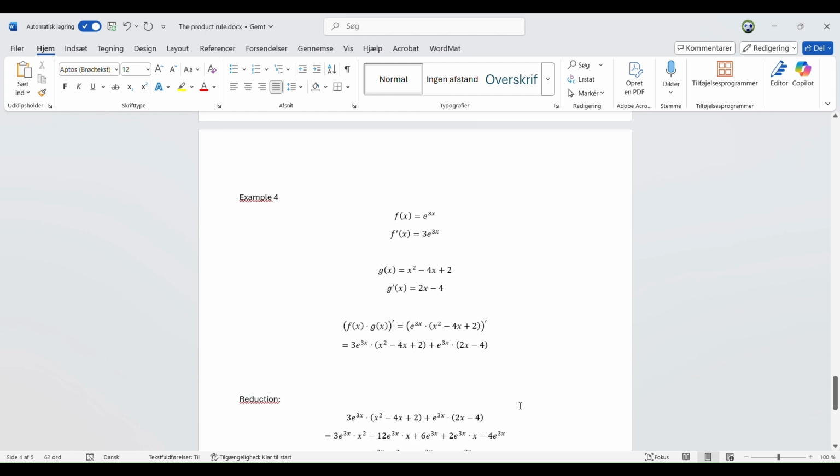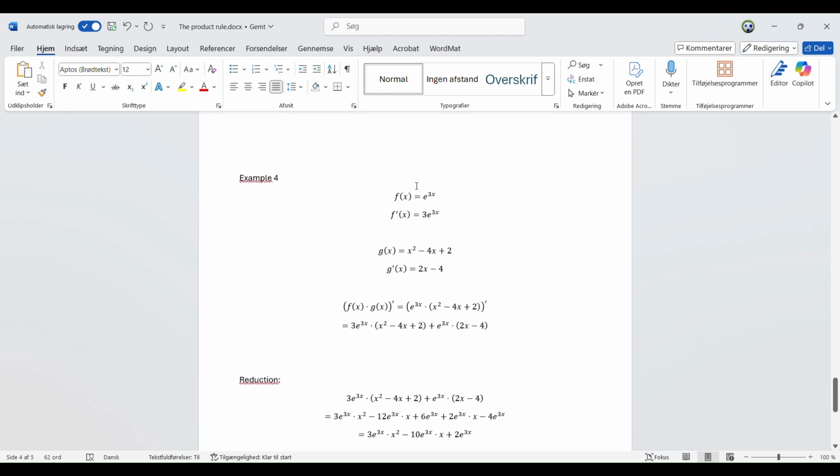Then we've got our last example, that's example 4. We've got the function f of x equals e to the power 3x, and we've got g of x equals this polynomial x squared minus 4x plus 2. This is the first order derivative of this one up here, and this is the first order derivative of this expression of function down here.